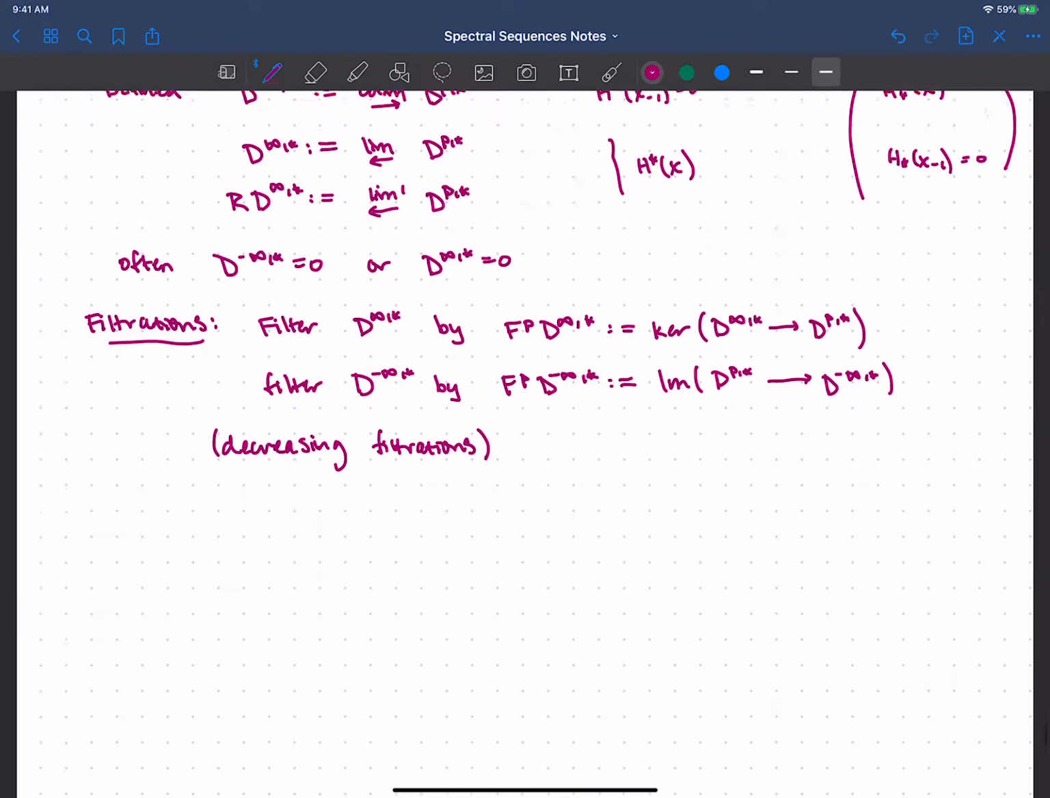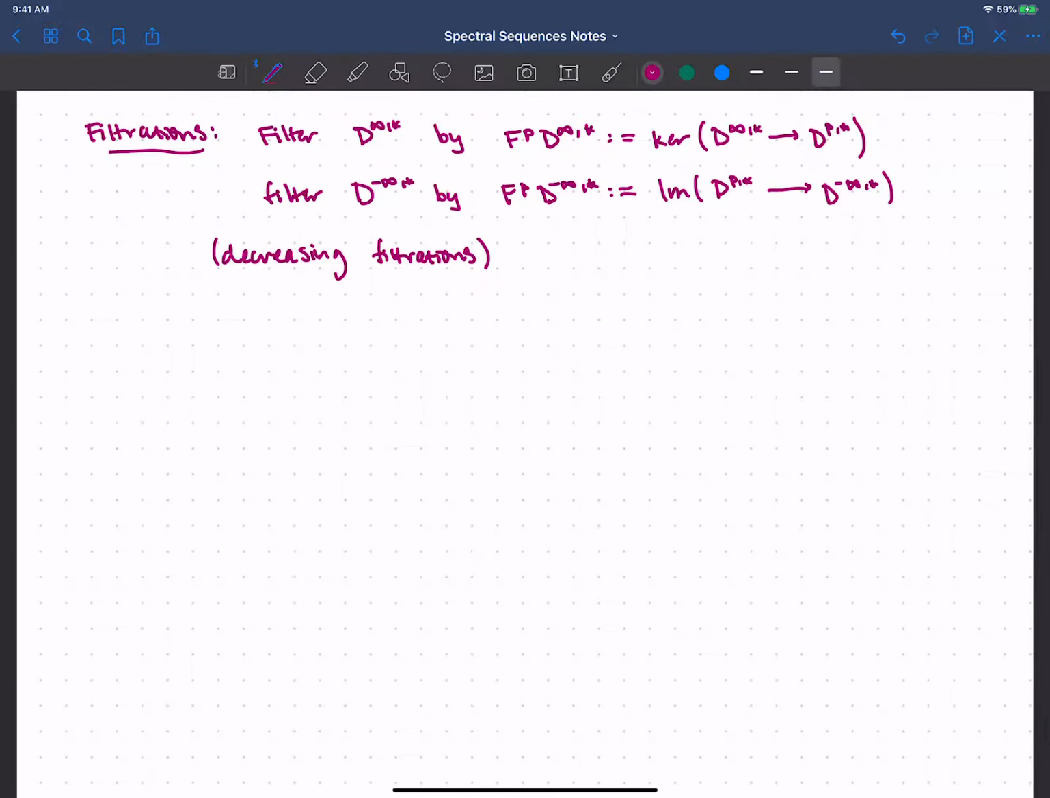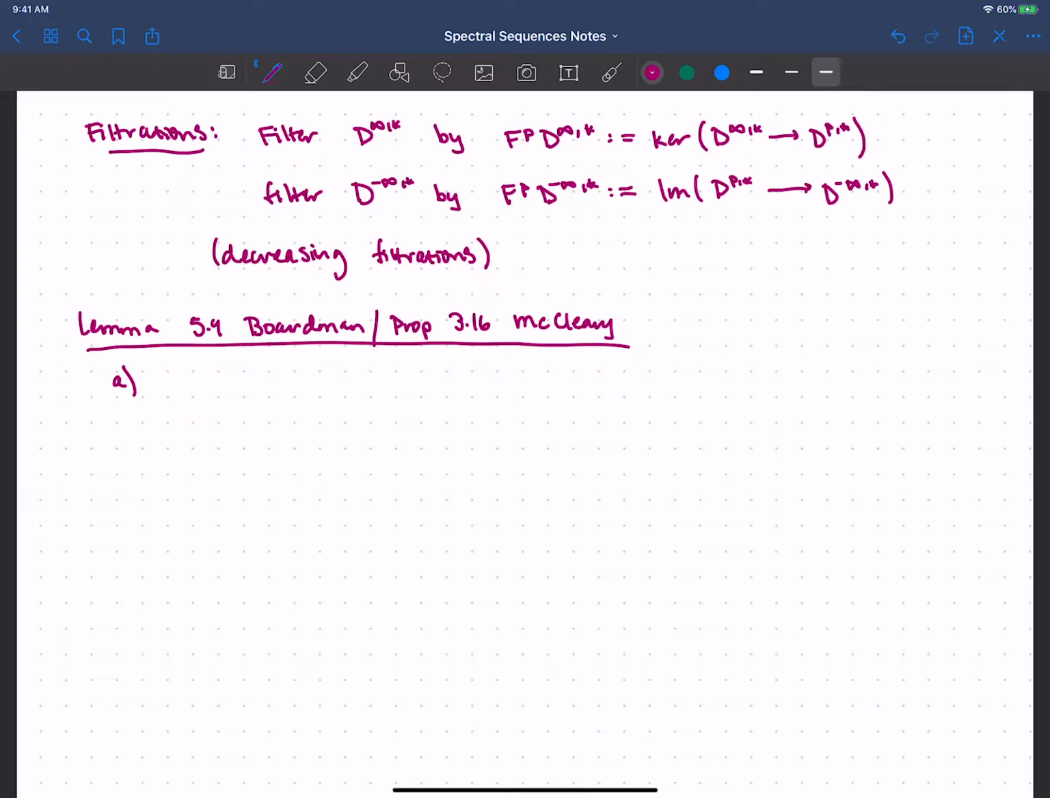And then I want to give this lemma, which I won't state exactly as is in here, but it corresponds to lemma 5.4 in Boardman, and it's also called proposition 3.16 in McCleary. And I'm really mixing the two of their notations and terminology, so it's a mix of the two. But what is the upshot of both of these statements?